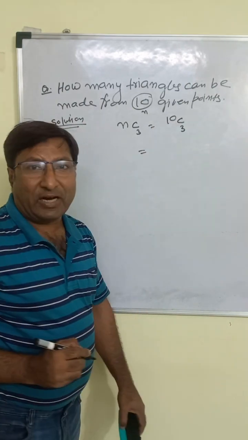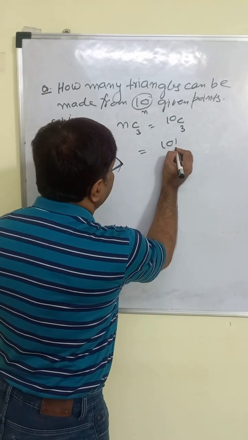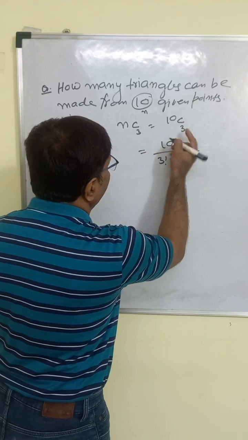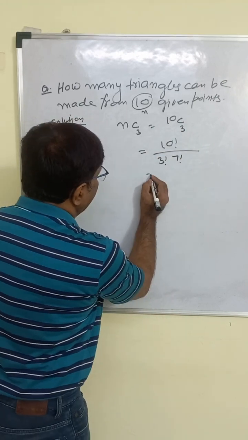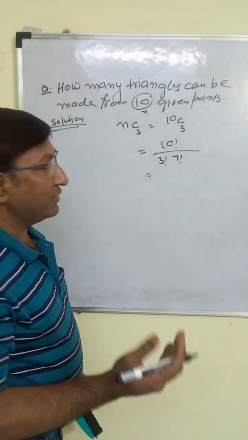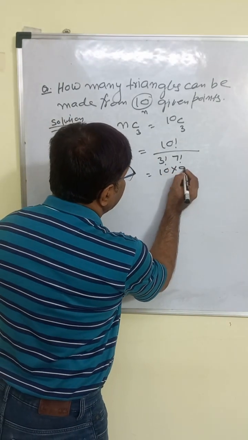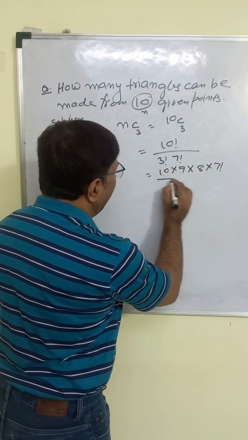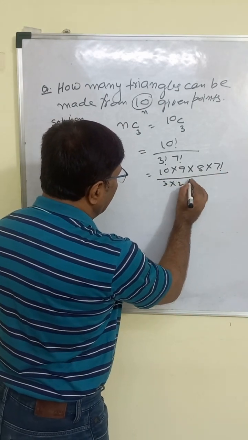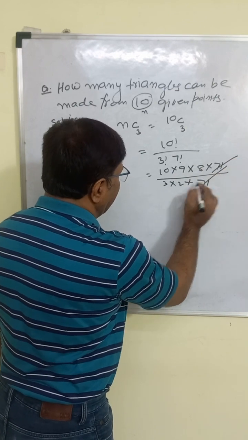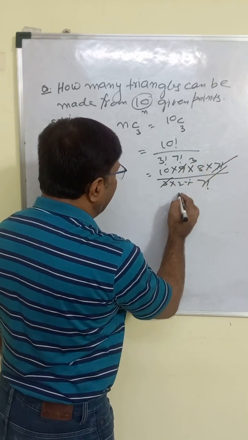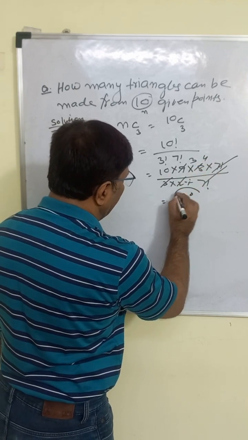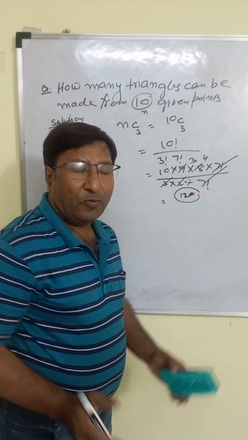You know the nCr formula: n factorial, that is 10 factorial, over r factorial, that is 3 factorial, into n minus r, 10 minus 3, 7 factorial. Now solve this. 10 factorial by reverse counting: this is 10, this is 9, this is 8 and this is 7. Stop here because the denominator has 7 factorial. This is 3 into 2 and this is 7 factorial, so this cancels. 3 3s are 9, 3 4s are 12, into 10, 120. So our correct answer is 120.